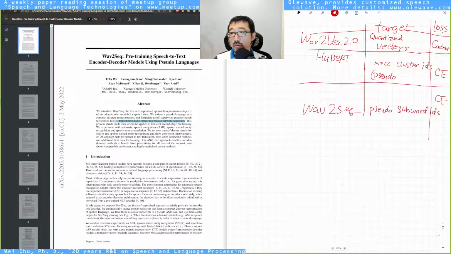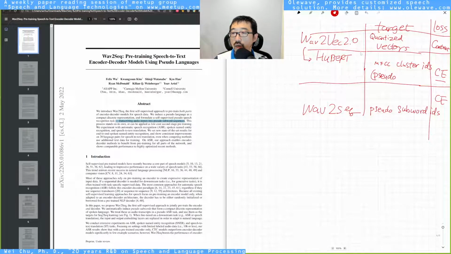As we all know, in the Wav2Vec 2.0 pre-trained model, the target in the training is the quantized vectors, and it uses the contrastive loss. While HuBERT was developed based on Wav2Vec 2.0, the authors used the MFCC cluster IDs as the training targets, and as you know, the loss has been changed from the contrastive loss to the CE loss.